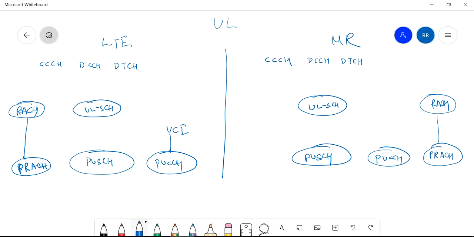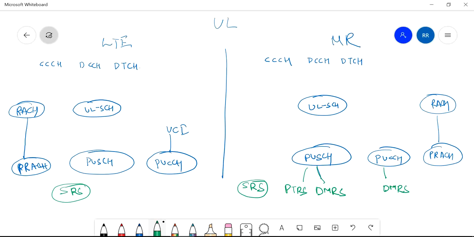And as I said, every physical channel in NR will have a DMRS. The difference I will draw in green: it has DMRS, the demodulation reference signal. PRACH will not have the DMRS, and this will have PTRS as well, the phase tracking reference signal, and SRS is the sounding reference signal. Actually, this sounding reference signal is in LTE also. So in uplink there is not much difference except DMRS and PTRS. Uplink would be the same.